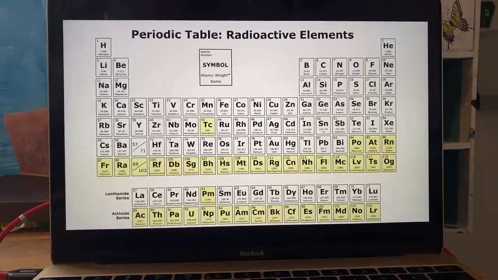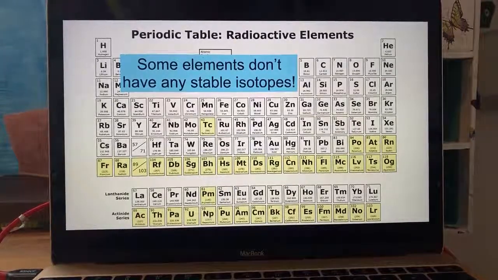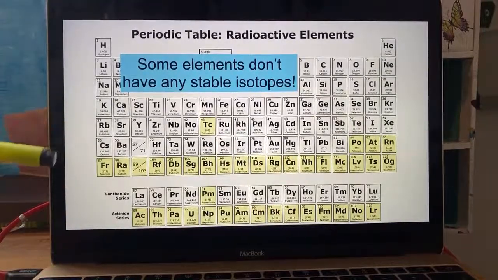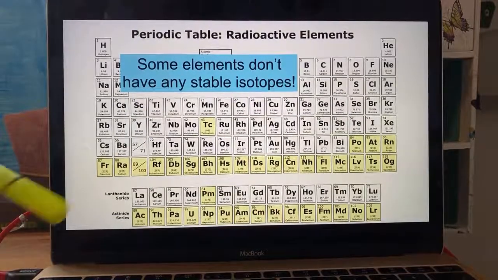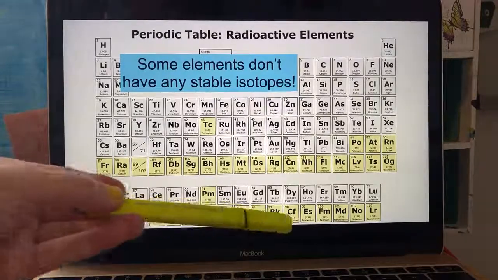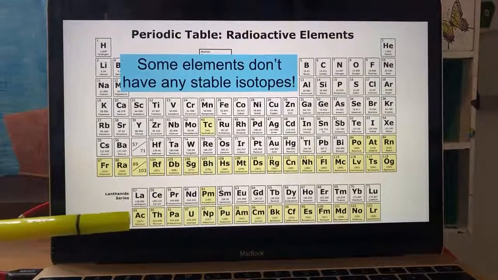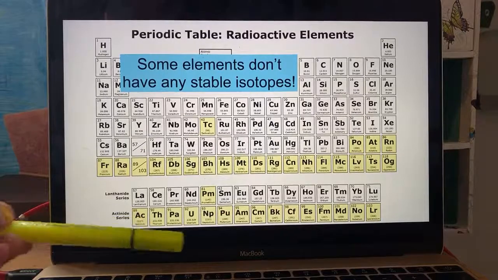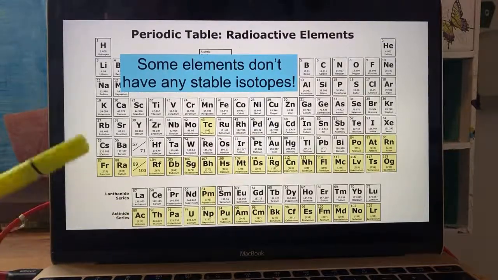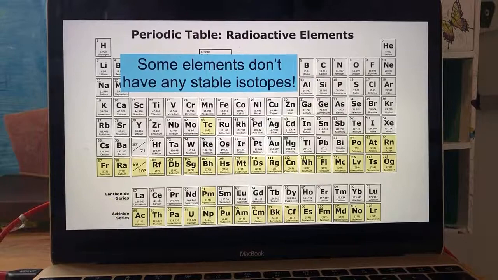And that is what radiation is, basically. So some elements, here I am showing you a periodic table with some of them shaded in yellow. Some elements don't have any stable isotopes. Some of these are ones that humans have discovered by smashing things together, but they've only existed for a few split seconds and then they've disappeared because they're so unstable.